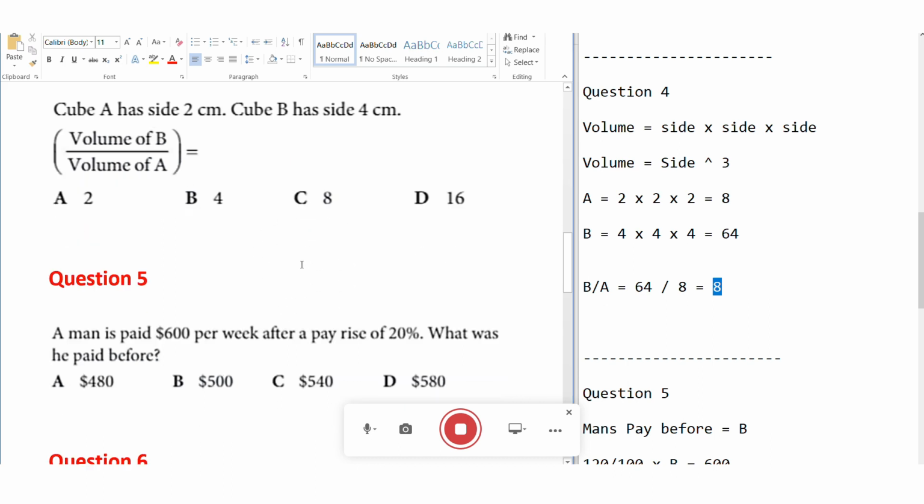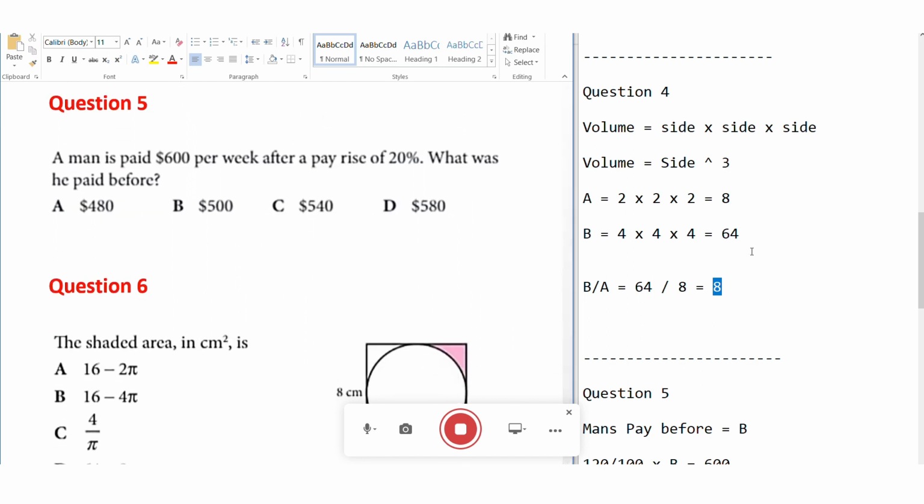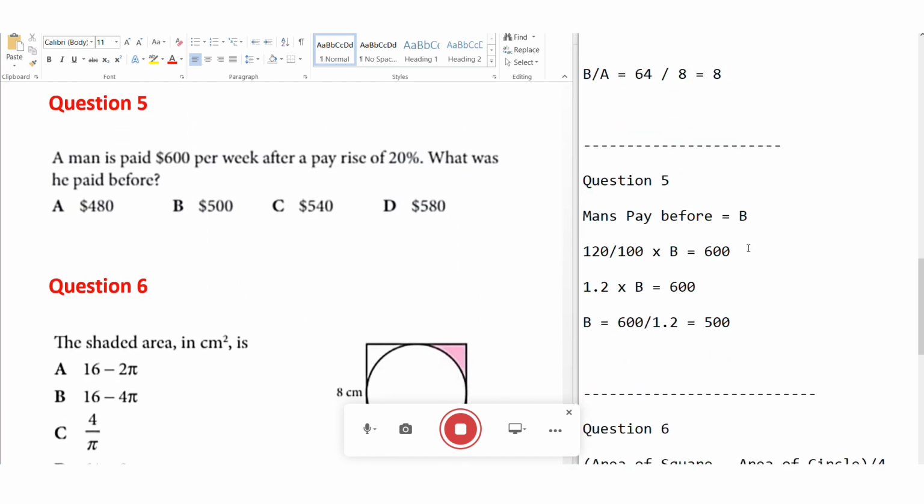Question 4. Let's move to question 5. This here is a trick question. A man is paid $600 per week after a pay raise of 20%. So the $600 he is getting is after he got the pay raise. That means before, prior to the raise, he was getting less than $600.